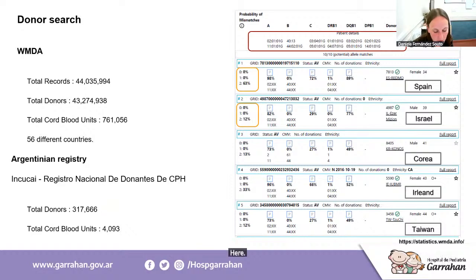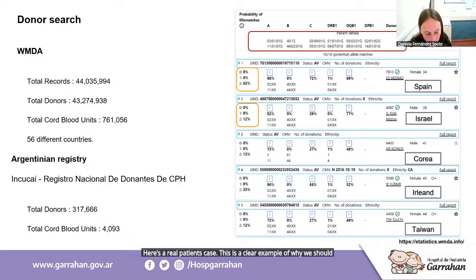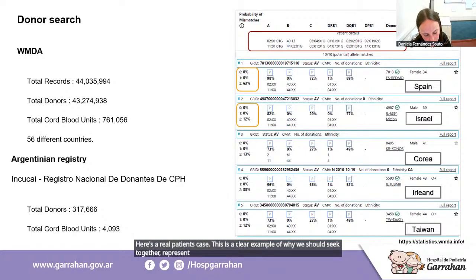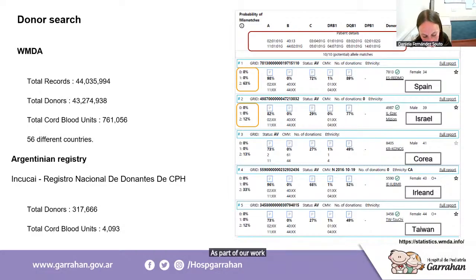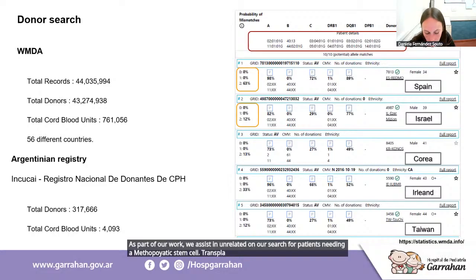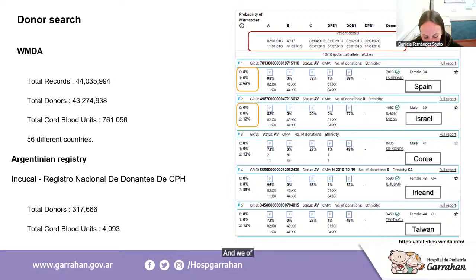Here's a real patient's case. This is a clear example of why we should seek to better represent our ethnic minorities. As part of our work, we assist in unrelated donor search for patients needing hematopoietic stem cell transplant, and we often face cases like this one. We present a real patient currently seeking a compatible donor.